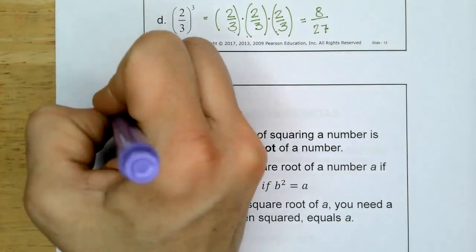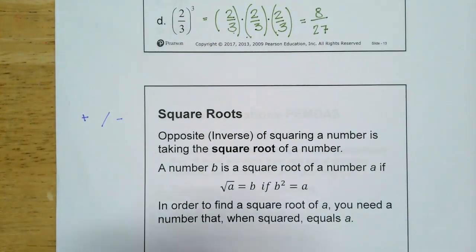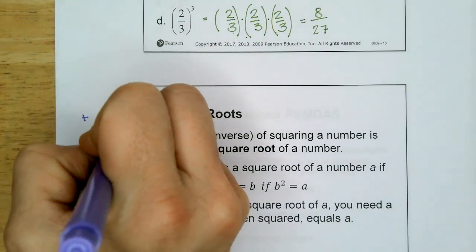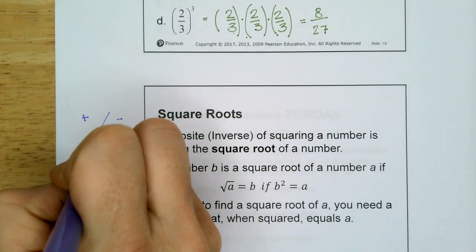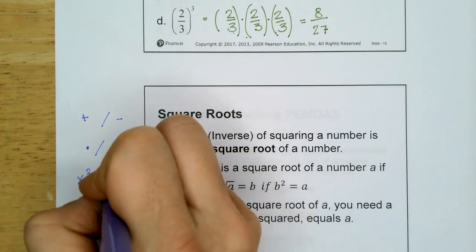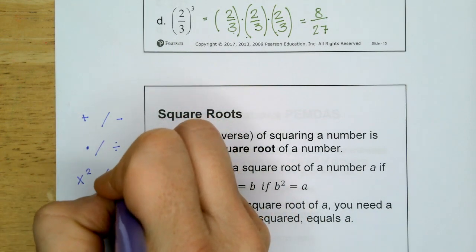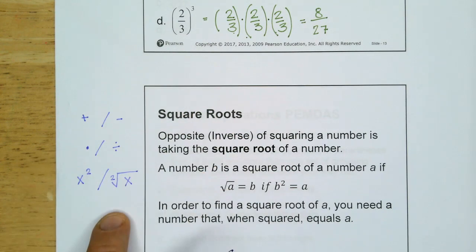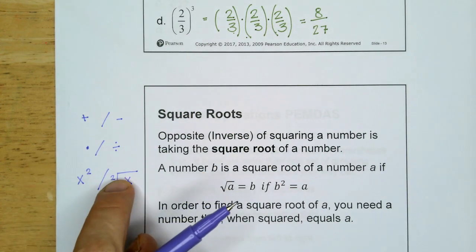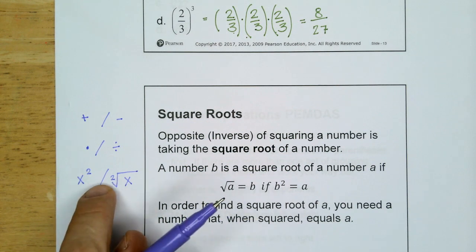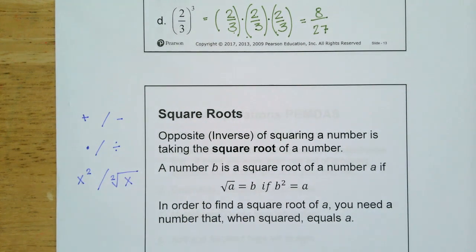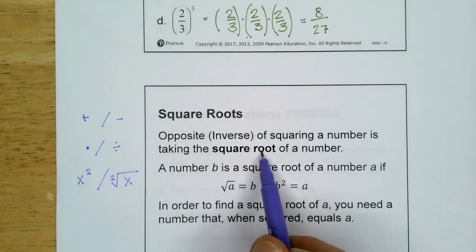Just like addition is the opposite of subtraction, multiplication is the opposite of division. If you take a number and square it, the opposite of that is taking the square root of that number. This is x to the 2nd power. This is taking the second root of that same number. The inverse of squaring a number is taking the square root of a number.